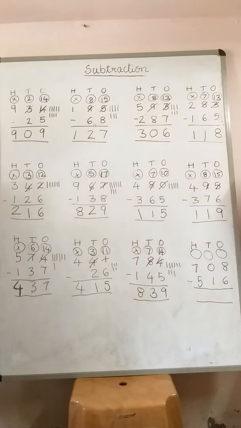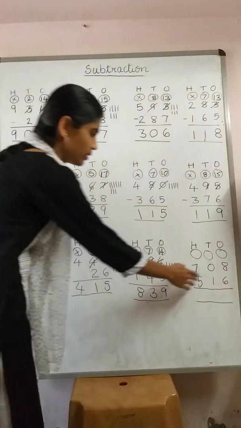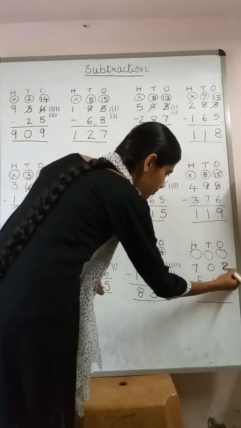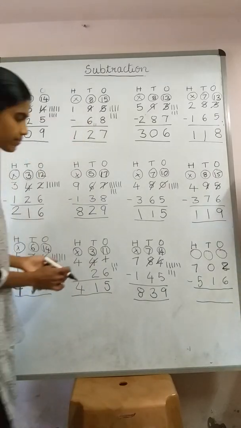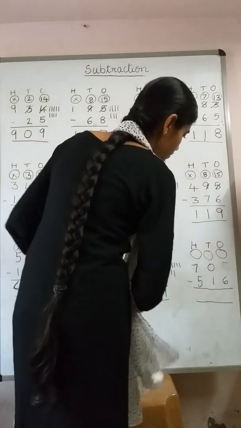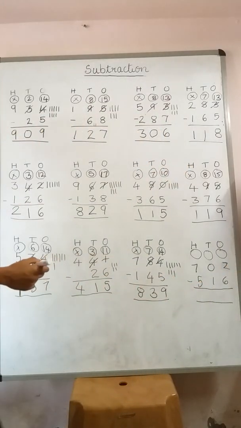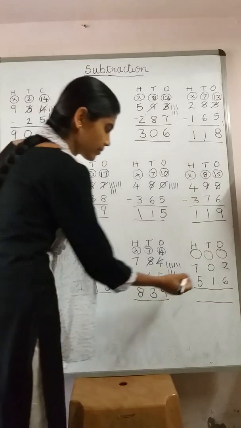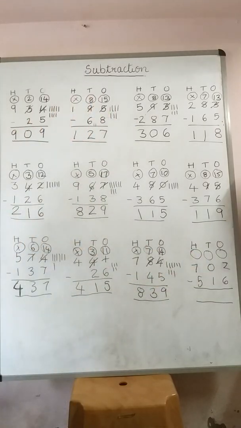So next one, 708 minus 516. Watch the sum carefully. Sorry, 702 minus 516. So let's solve. 2 minus 6 is not possible. You should take from 0, that is from the tens place.